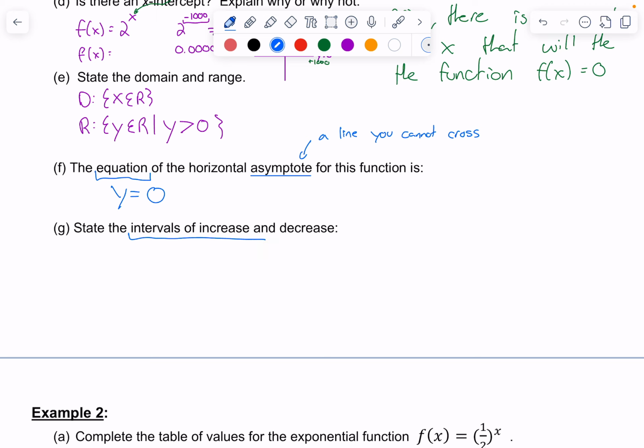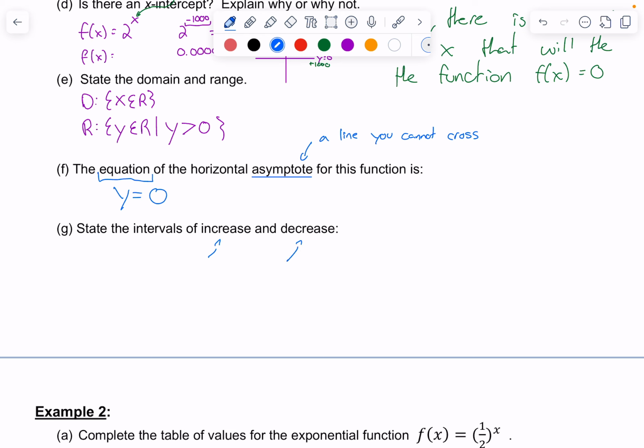State the intervals of increase and decrease. So what do these words mean? Well, increasing says that if you read a chart left to right, so if you start over here in your negative x's and you read in this direction all the way to your positive x's, are your y values getting larger? Actually, you know what, let me put it over here. I'll just give a summary. Increase.